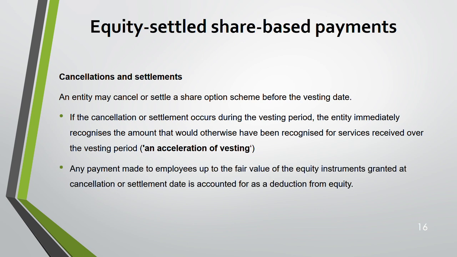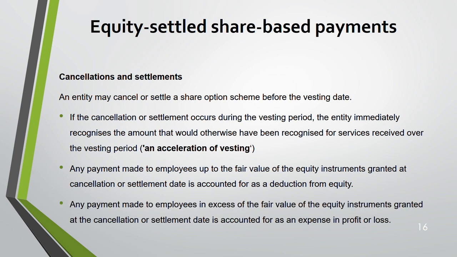Any payment made to the employees up to the fair value of the equity instruments granted at the cancellation or settlement is accounted as a deduction from equity. And if any payment is made in excess of the fair value, that is recognized as an expense in profit and loss. I repeat, any payment made up to the fair value, deduction from equity; above the fair value, expense in profit and loss. This will be explained through our question before we move on to cash settled share-based payment. We are done with equity settled share-based payment here.